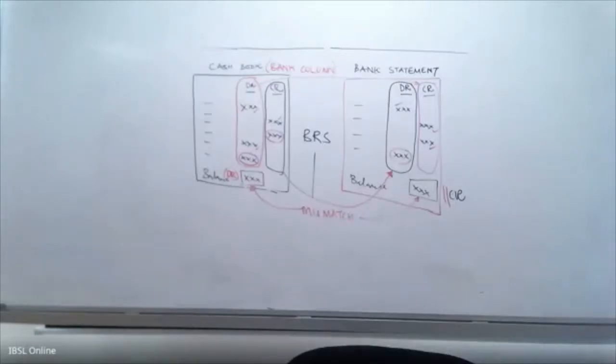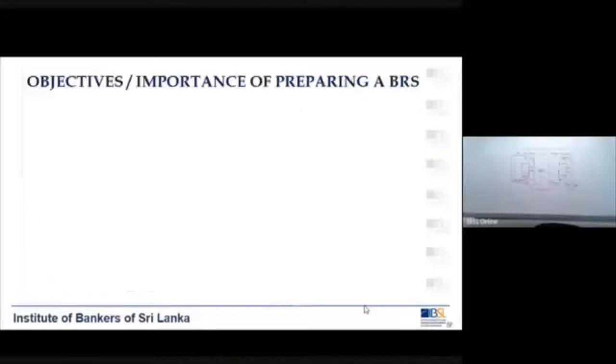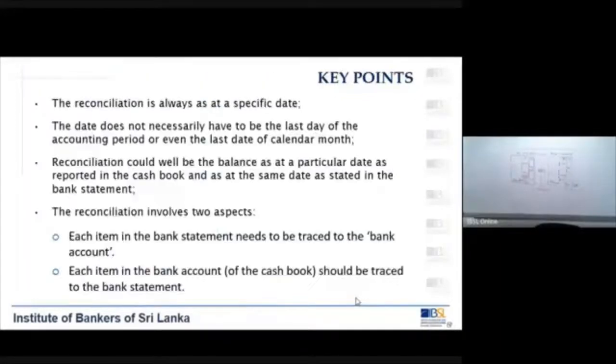Let me go back to the presentation. So the key points are once again on your screen. The reconciliation involves two aspects. One is each item in the bank statement needs to be traced to the bank account. Traced means you mark off items. Each item in the bank account of the cash book should be traced to the bank statement. So you do a dual process, marking of items.